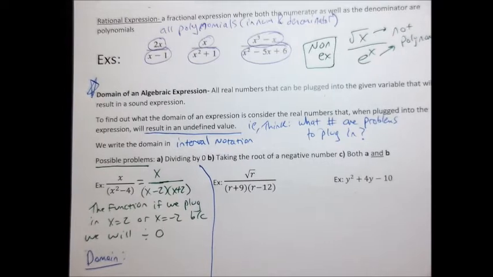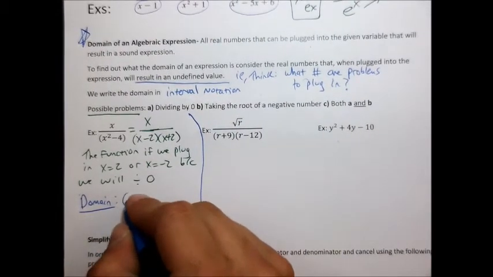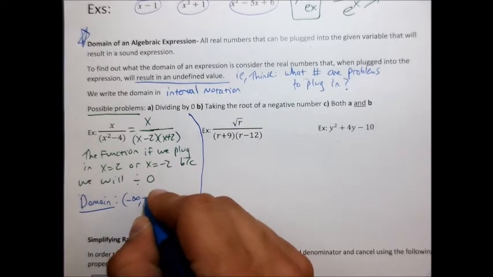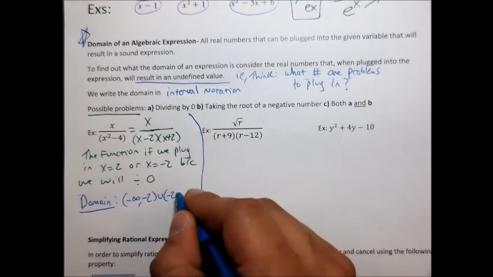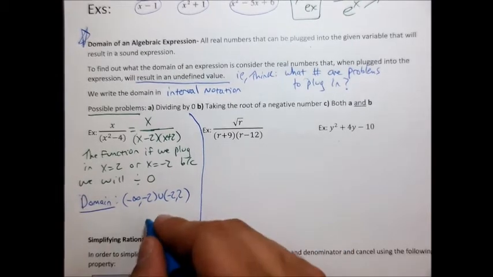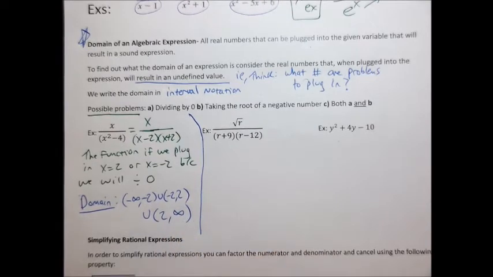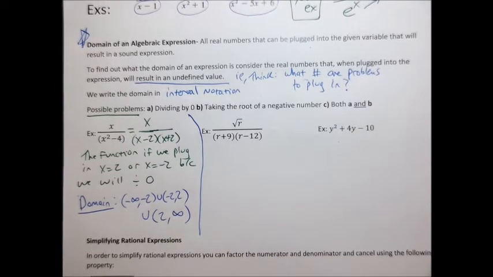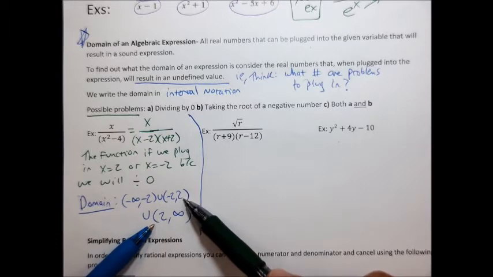The domain of this particular function will be the following. It will be minus infinity to negative 2. We're going to skip over negative 2. We're going to go from negative 2 to 2. And then we're going to go from 2 to infinity. And that would be the domain of this function. And you can see that we're skipping over negative 2, and we're skipping over positive 2.